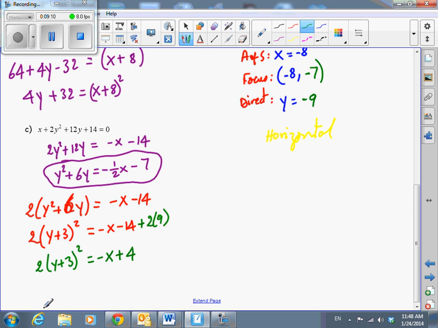So to get x alone on one side, I will go ahead and move the 4 over here and move this big thing over here. Let's move the 4 and multiply or divide by negative. So that would be negative 4 plus 2 times y plus 3 squared is equal to negative x. And multiply everything by negative to get x is equal to negative 2 times y plus 3 squared plus 4.